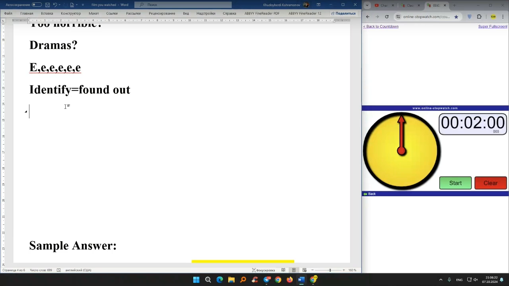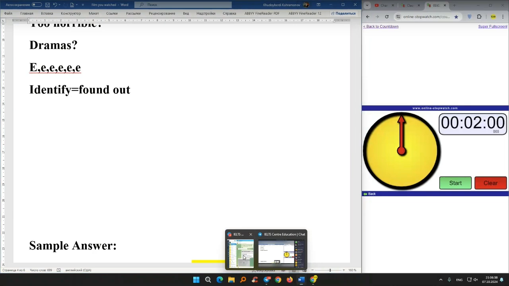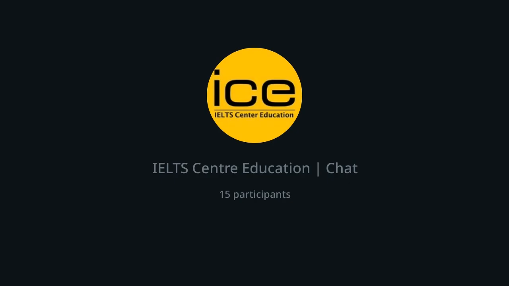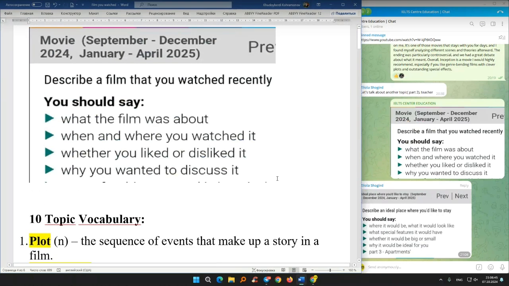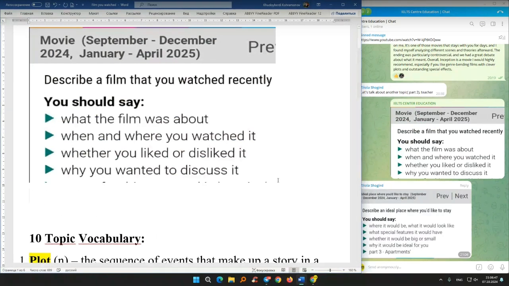Alright. Describe an ideal place where you would like to stay. So this is the next topic. Describe an ideal place where you would like to stay.